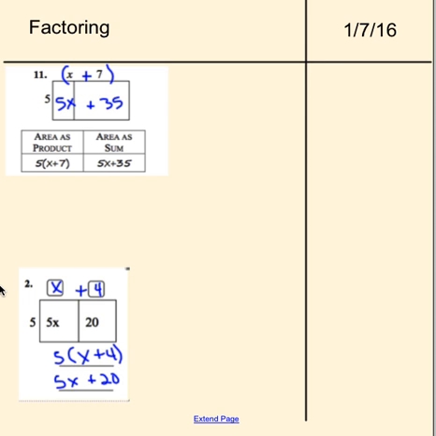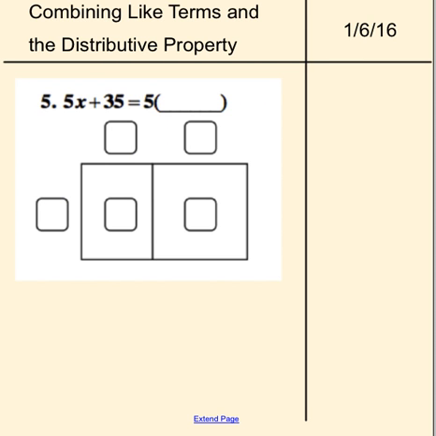Let's take a look at one more as we do these. So here we've got an area model, but we haven't filled out any of the information yet. So let's take a look up here. Here, 5x plus 35, that's the sum of the areas. So that must go inside our box, positive 35. Remember to keep the signs along with the numbers. And 5 is outside the parentheses, so that must be the height of this block. That must be what they multiplied by.